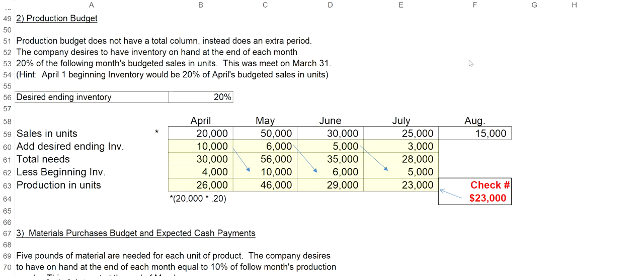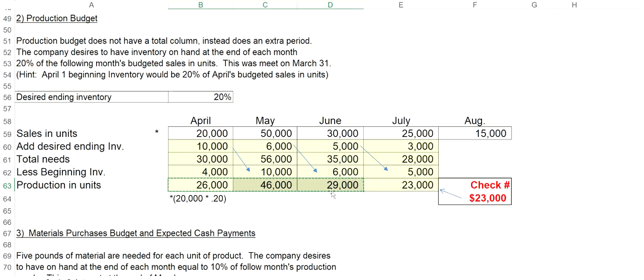Next, we will do the budgets for the purchases of direct materials, the use of direct labor, and manufacturing overhead. Each of those budgets begin with the production in units, not sales in units. So for example, we expect to sell 20,000 units in April, but we need to produce 26,000 so that we will have those extra units. So each one of the three next budgets will begin with 26, 46, and 29, and sometimes we'll need that extra month for July.